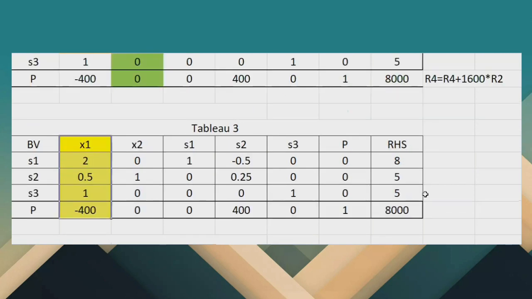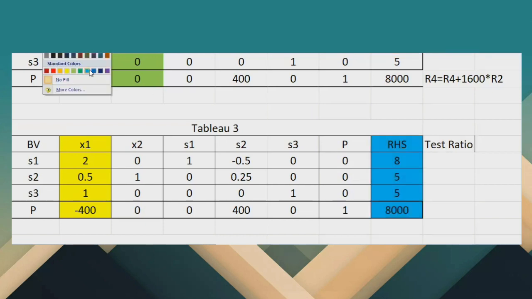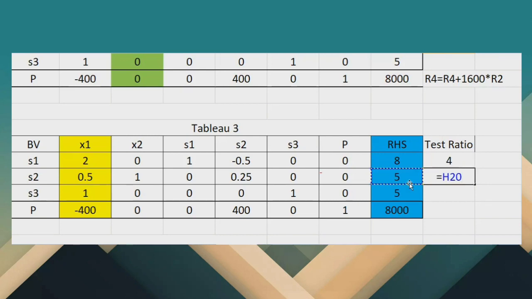Then, choose the pivot row. So, for the pivot row, we will do again the test ratio. In the test ratio, just divide this right-hand side by the pivot column, each entry, matched up. So, let's try. Equals 8 divided by 2, 4. Next, equals 5 divided by 0.5, 10. Equals 5, the H21 cell divided by the B21 cell divided by 1, 5. The profit row is not included, only those are divided. So, what is the lowest? The smallest positive. First row. So, this will be our pivot row.